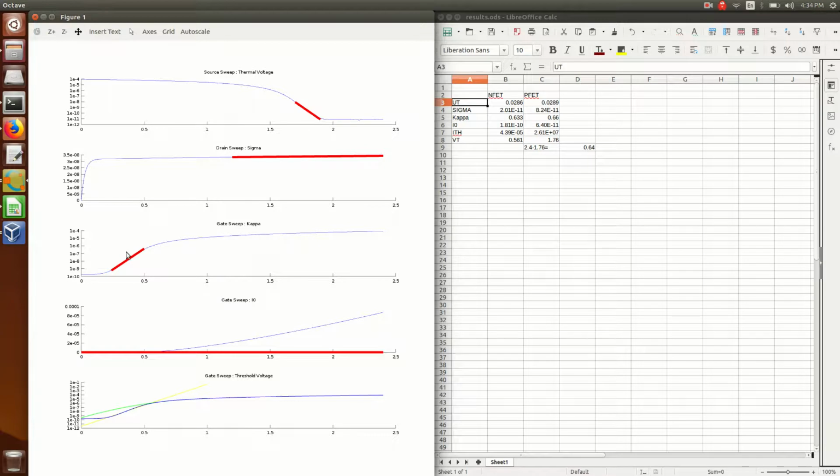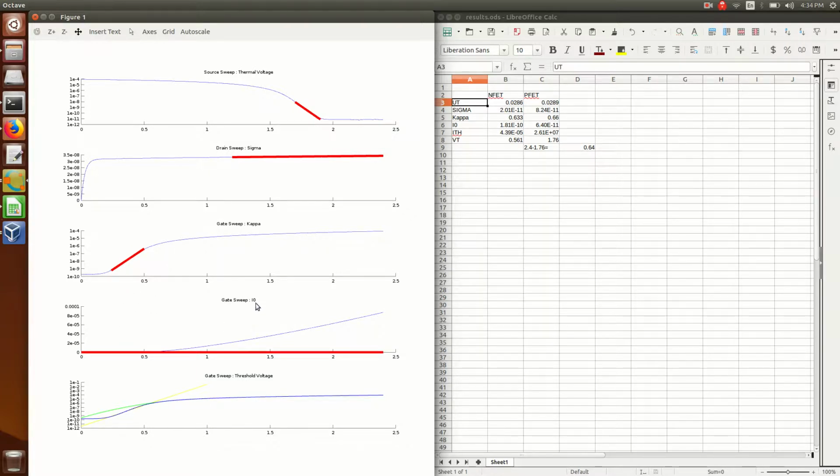For kappa, this is the drain sweep, so kappa is the parameter here divided by the thermal voltage, because when you're holding both the drain and the source constant, the change of this linear region is kappa divided by the thermal voltage. So we just take the parameter from here.